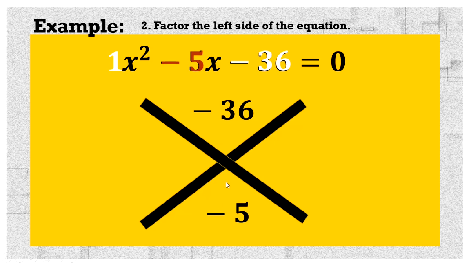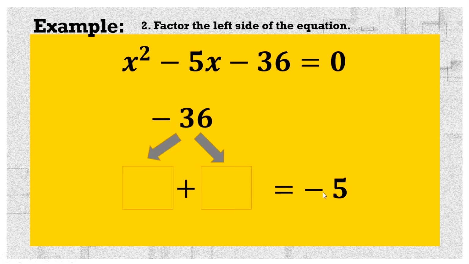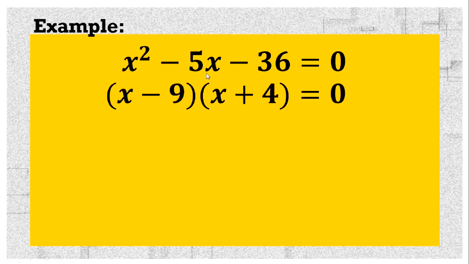So, we will be finding two numbers that when we multiply them, the product is negative 36. And when we add them, the sum is negative 5. Again, two numbers, product is negative 36 and sum is negative 5. And those numbers are negative 9 and positive 4. So let us check. Negative 9 times 4 is negative 36 and negative 9 plus 4 is negative 5. So meaning, factored form of this equation is quantity x minus 9 times quantity x plus 4 equals 0.